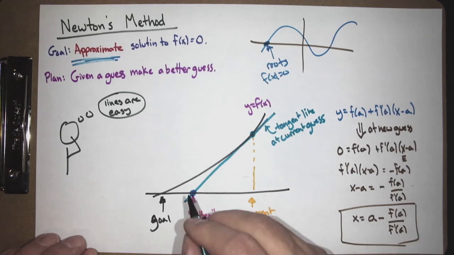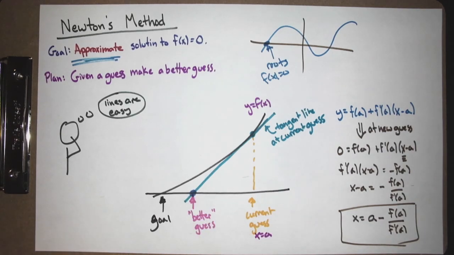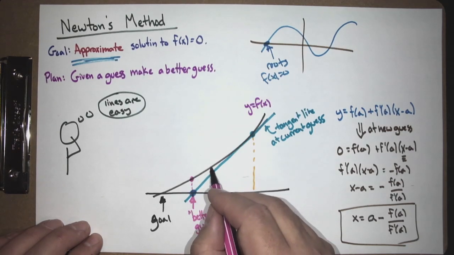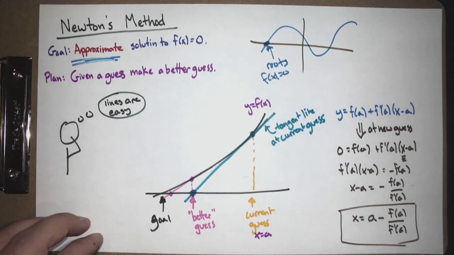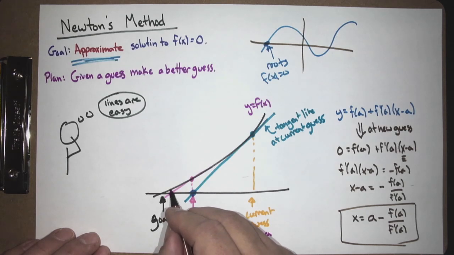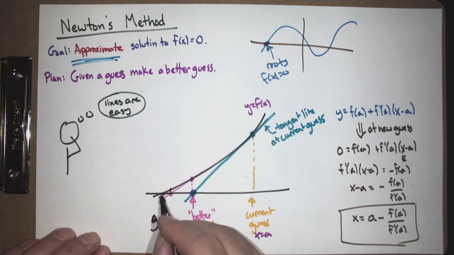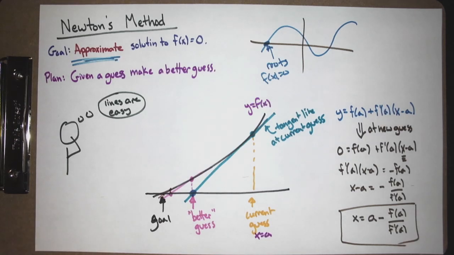Do it again. So we can, let me try to change colors here. Go up, find a new tangent line, make a new guess. But that still may not be enough, so what do you do? Do it again. And what's going to happen is we're going to start forming points which should, in an ideal scenario, move closer and closer to our goal. And so this is a helpful way to approximate solutions. So that's our generic idea.